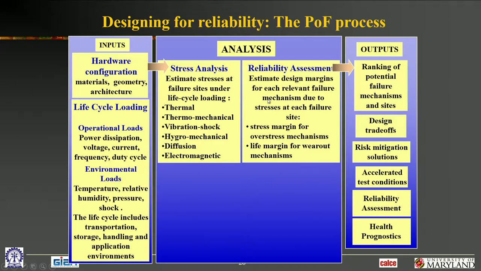So while physics of failure does a very good job of allowing you to do proactive, robust design, at the end of the day, if you want to actually come up with a reliability number, I think you have limited success with that, okay? You can certainly aim for good, robust factors of safety, but actually coming up with a number of when exactly it's going to fail, what's the probability of survival, is pretty hard.